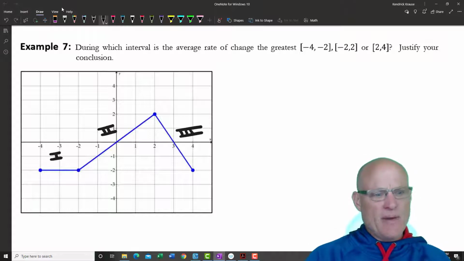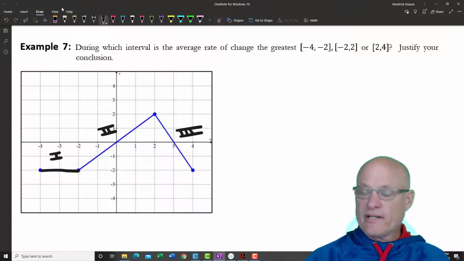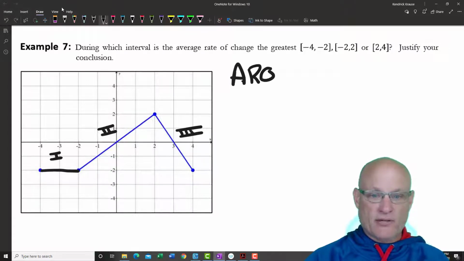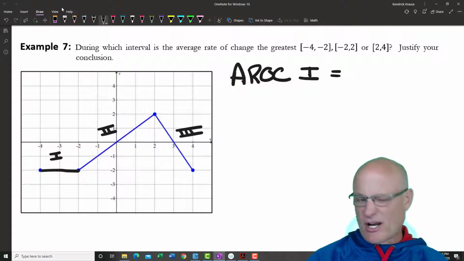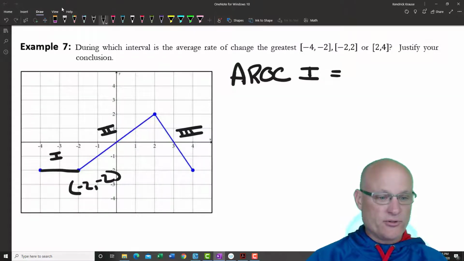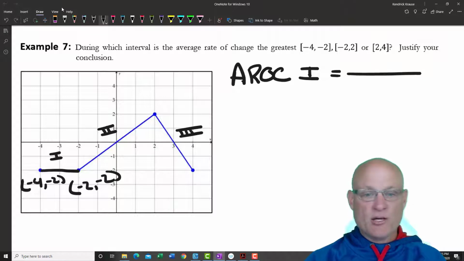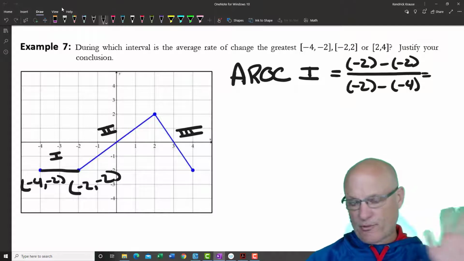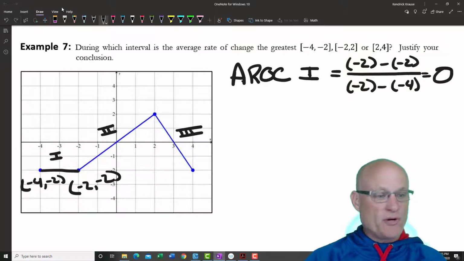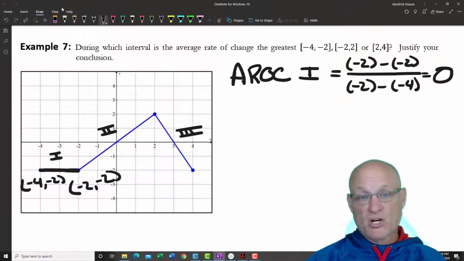You may not remember, but if I wanted the AROC, by the way, I'm going to write AROC. AROC stands for the average rate of change. The average rate of change of section 1. This is the point (-2, -2), and this is the point (-4, -2). So the average rate of change would be -2 minus -2 all over -2 minus -4. What this turns out to be is 0 over, well, who cares? Because if the numerator is 0, the answer is 0, unless the denominator is 0, and then we got other issues. Do you remember that the slope of a horizontal line is 0? So the slope of that line is 0.